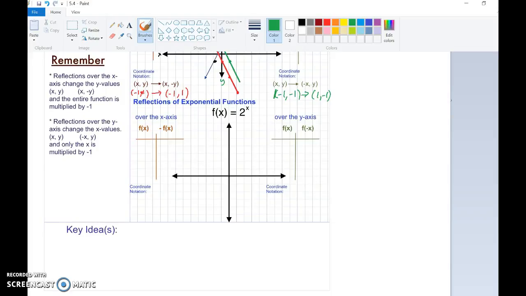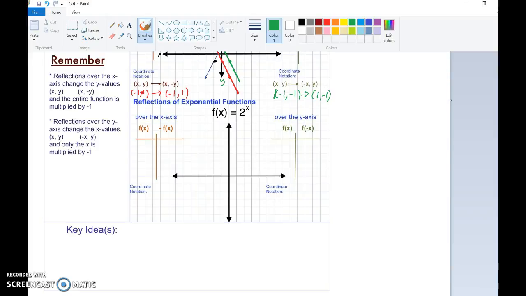Now let's see what happens. Oh, and we also talked about the coordinate notation, that (x, y) becomes (x, negative y) for the reflection over the x-axis, and (x, y) becomes (negative x, y) over the y-axis. You really have to see it to understand why it's that way. All right. Now let's go ahead and talk about reflections of exponential functions.